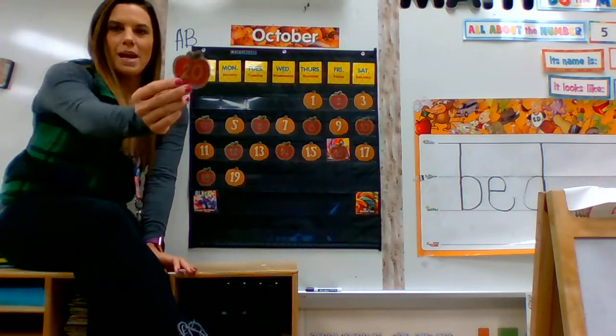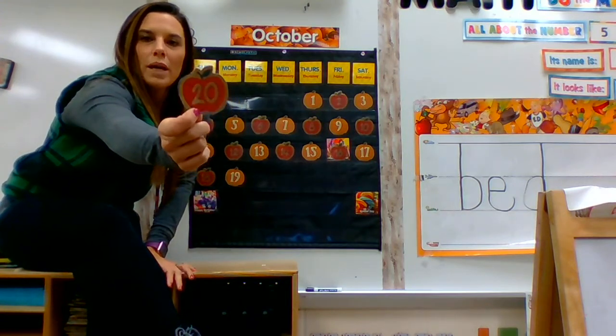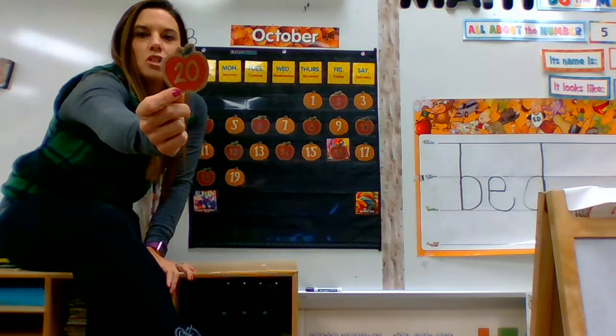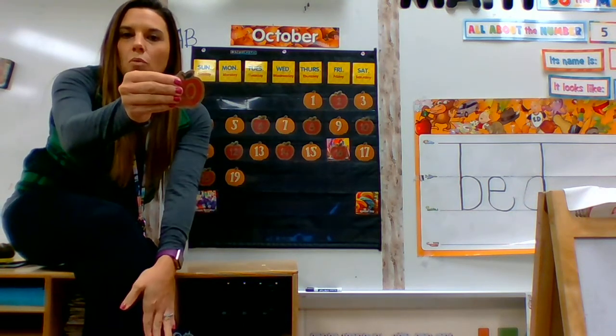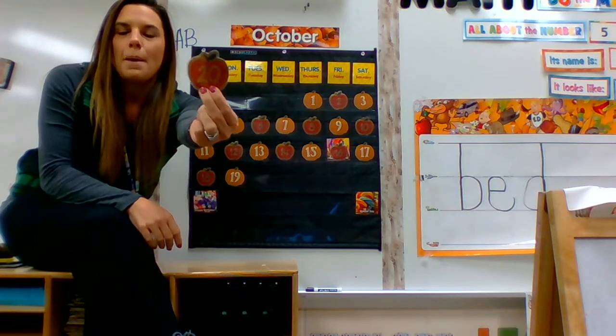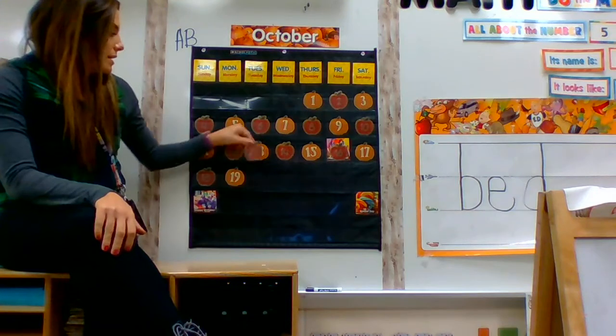So I do have my apple here with the number 20. The number 20 is a two-digit number. So we have a ones place and a tens place. So the number 20 has two tens and zero ones. Two tens and zero ones make up the number 20.